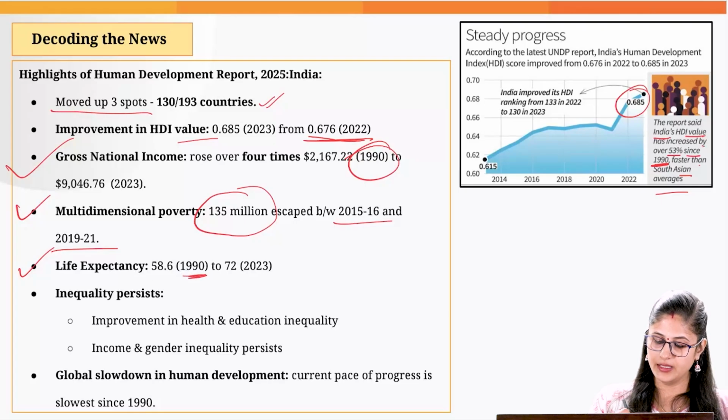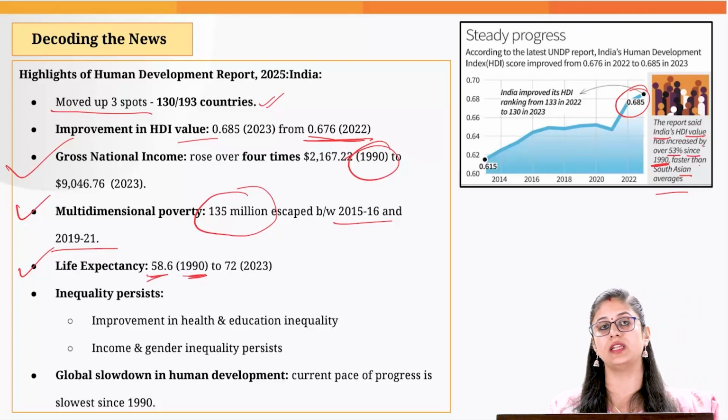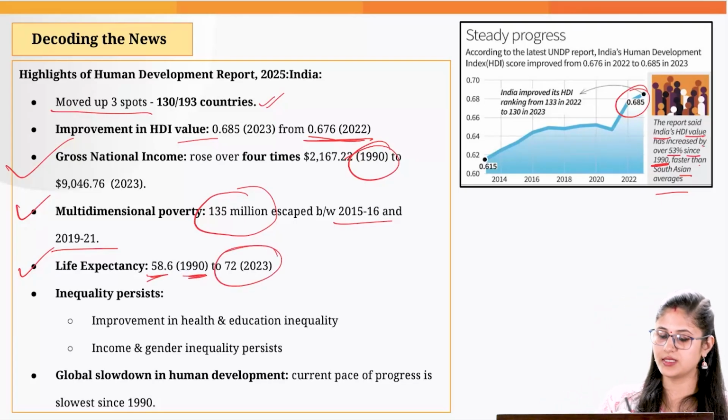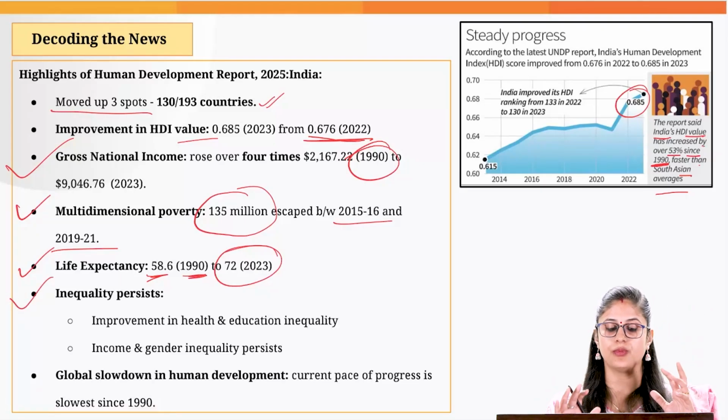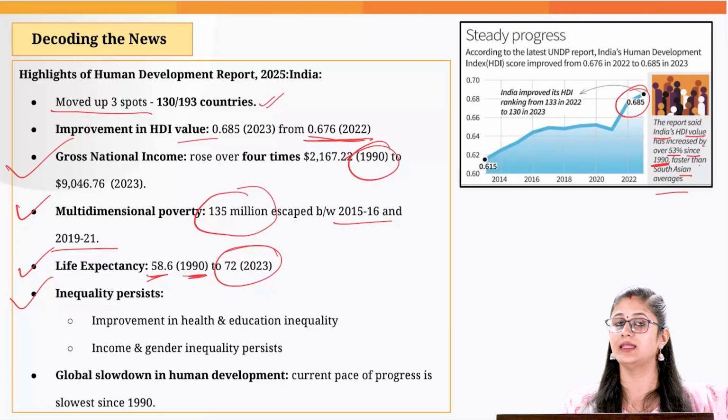In 1990, the life expectancy was 58.6 years. Now it is roughly around 72 years. But the problem which this report highlights with respect to India is that there is high inequality in India, and that is the reason we have a lower HDI score also.